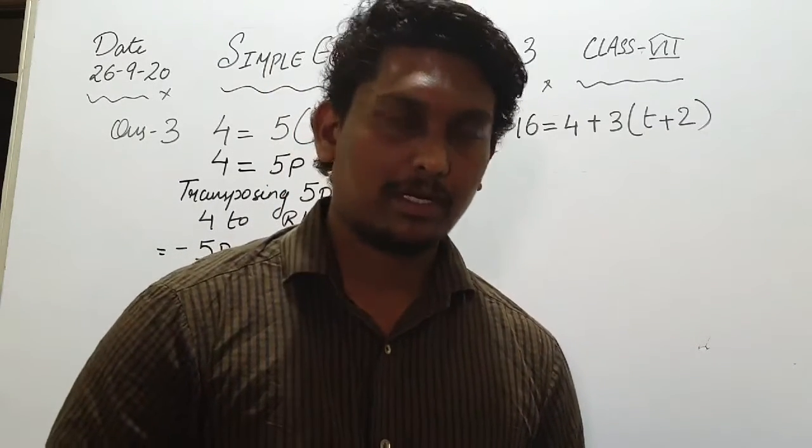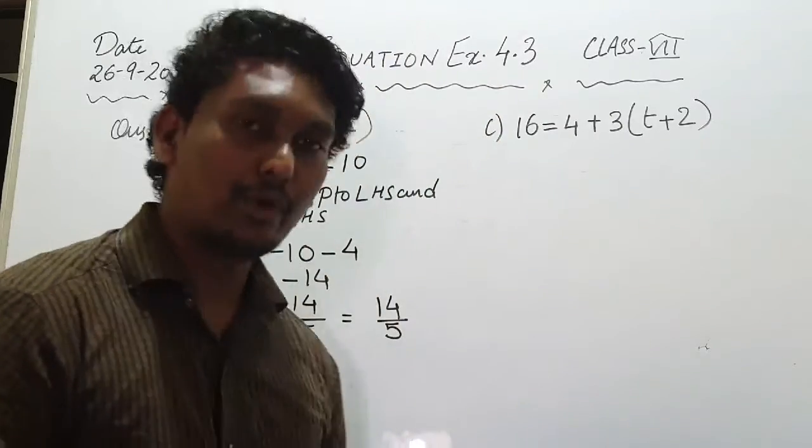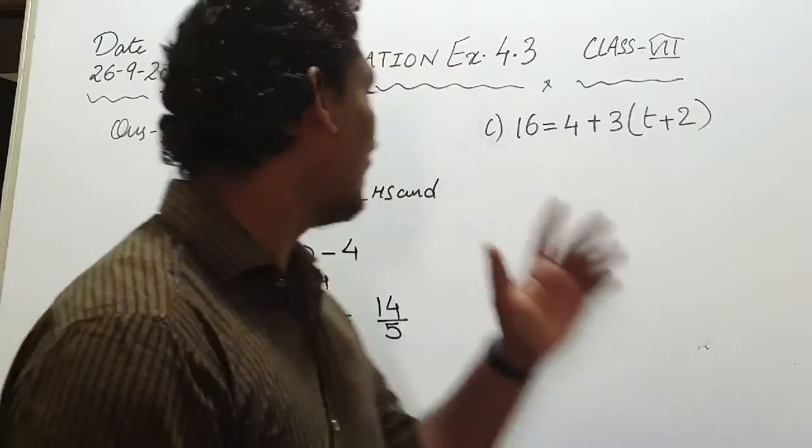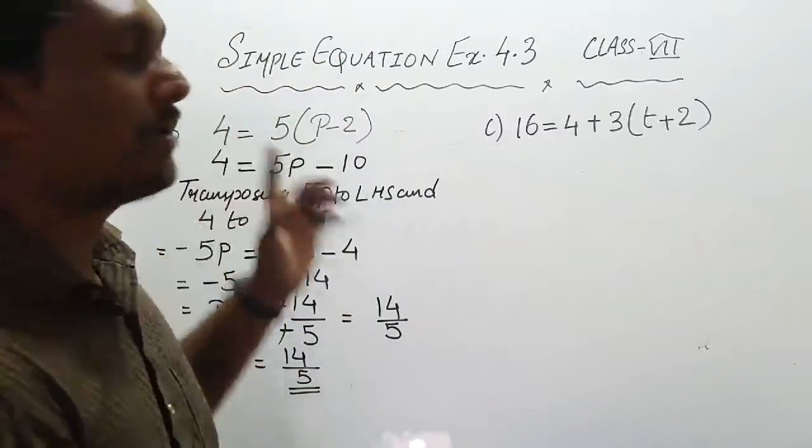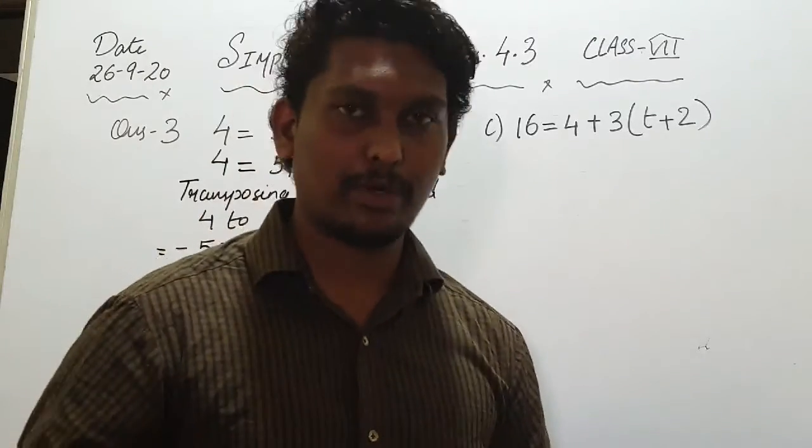Now come to question number B. B is homework for you. I have done the first one, and it is the same as the first one. Instead of this 4, minus 4 is written there, right? So you can do it.